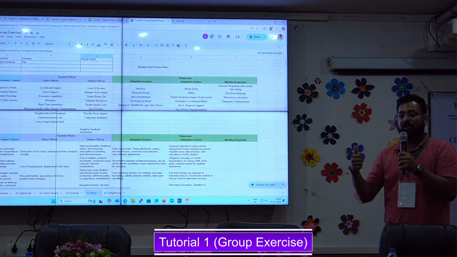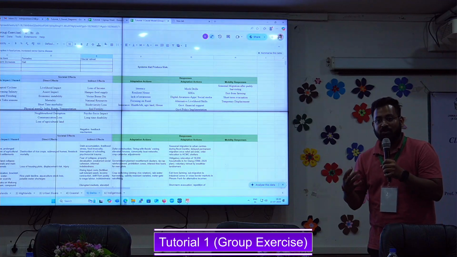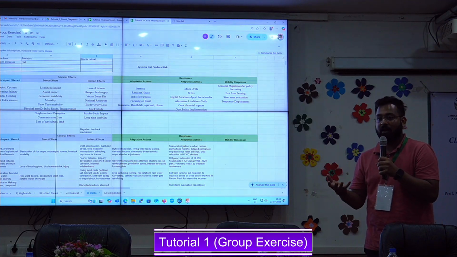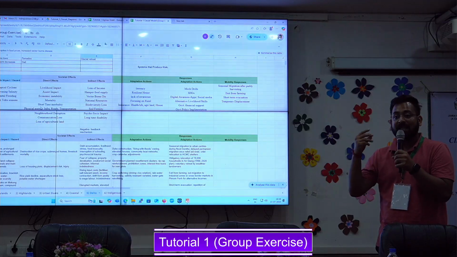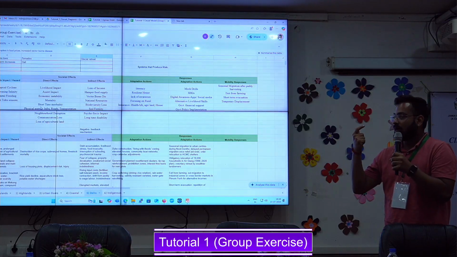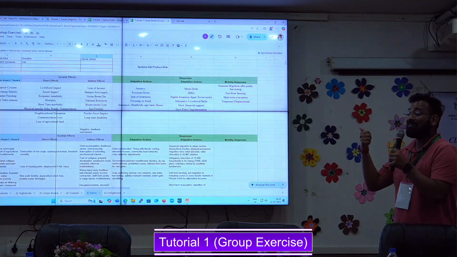Digital awareness: the government should promote applications. For example, in India we have the IMD apps and the OSDMA apps, so that people can get instant awareness. And alternative livelihood should be there.